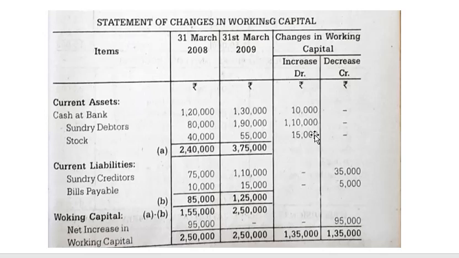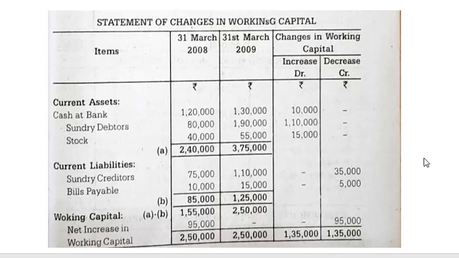So you have to remember, when it is current assets, it is a straight rule. When there is an increase, write in the increase side. If there is a decrease, write in the decrease side. But when it comes to current liabilities, when there is an increase, you have to write in the decrease side. When there is a decrease, write in the increase side. Just the opposite of current assets.